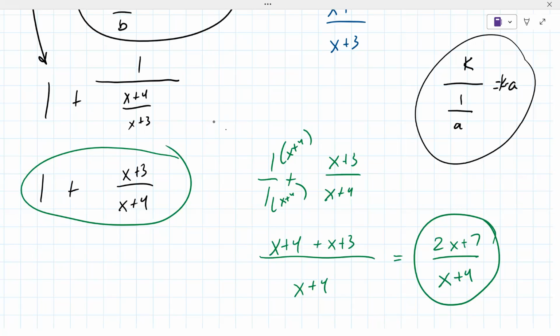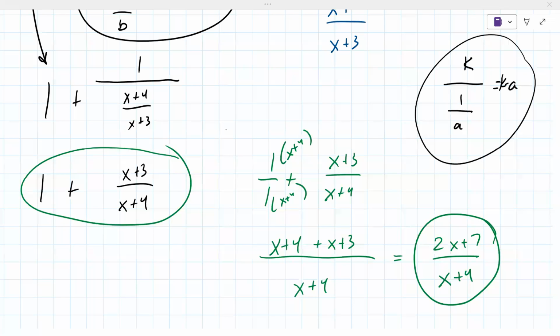This is another complex fraction. Really, it's like two problems in one. It's like figure out what the top is, figure out what the bottom is.